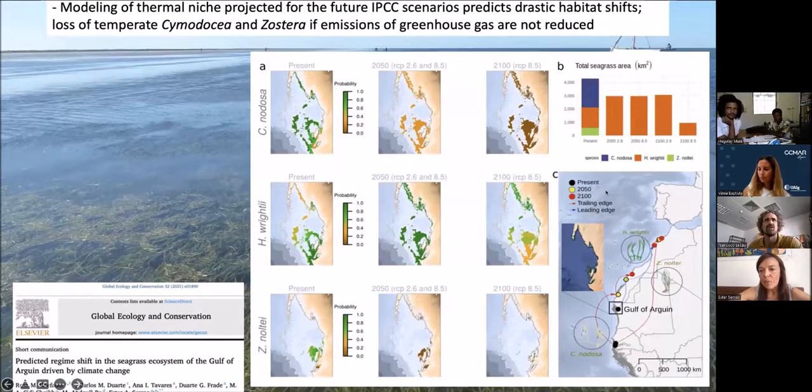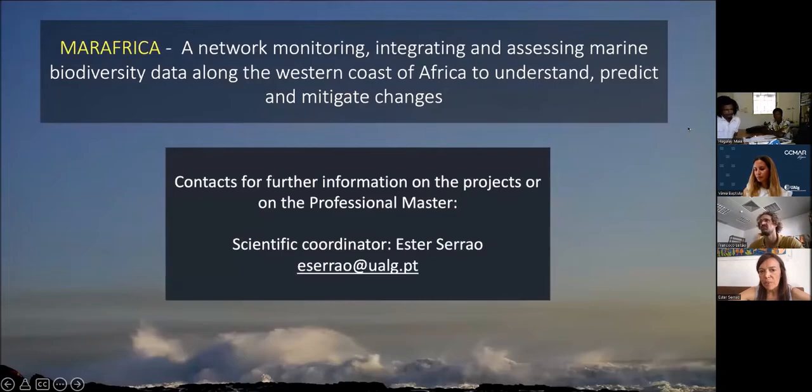And this indicates that the temperate species might be completely lost, and we might be left with just the tropical species, which will expand in the region. So this is just examples of what we can do with this biodiversity data network.